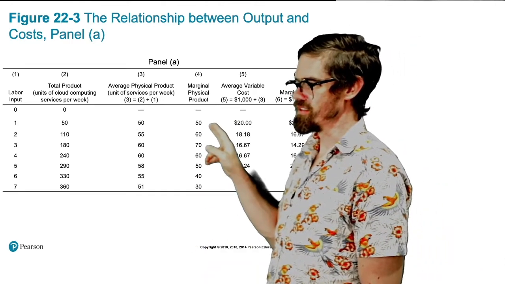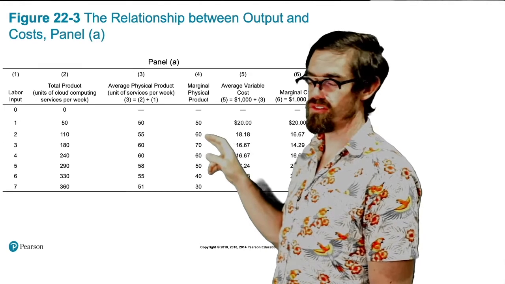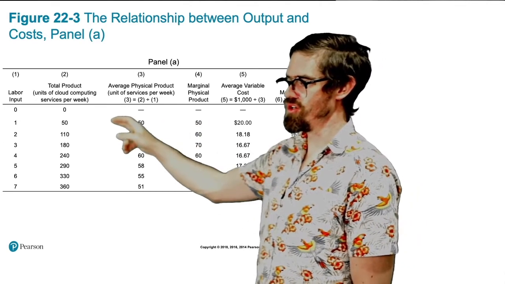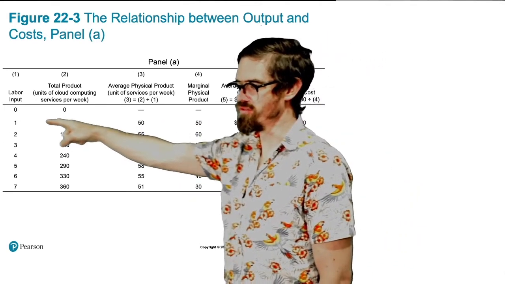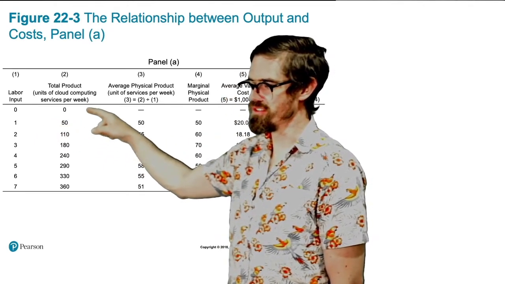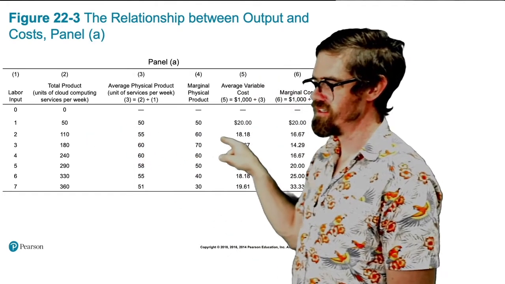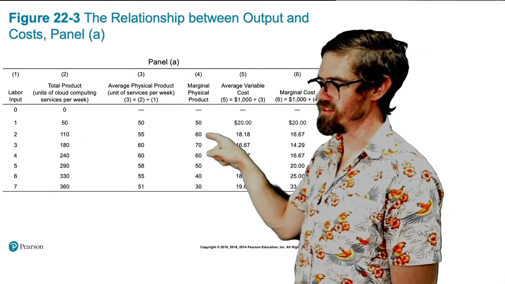But marginal product is how much each additional worker contributes to total output. So how do they change total output, right? If we go from 1 worker to 2 workers, the second worker increases total output by 60. So we're just taking the difference there. That's the marginal product of the second worker.